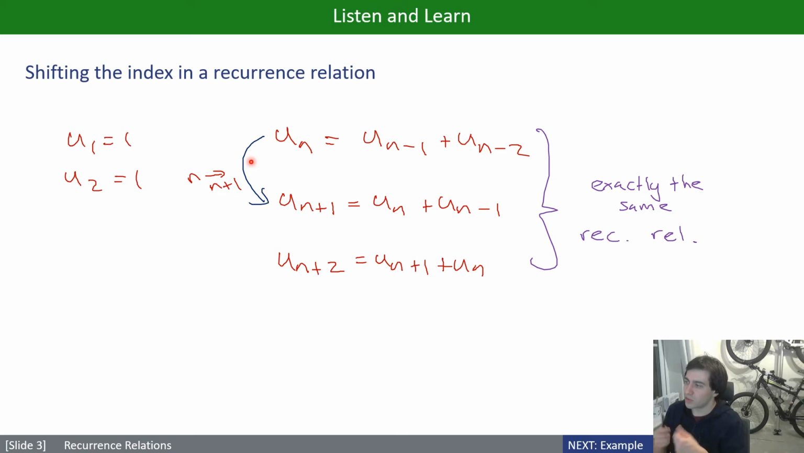You may sometimes see a recurrence relation defined as u_n equals. It may sometimes be u_(n+1) equals, but it doesn't really matter. There's no reason why you can't do one and can do the other. You can do either one. They're both acceptable. Okay, let's look at some examples.